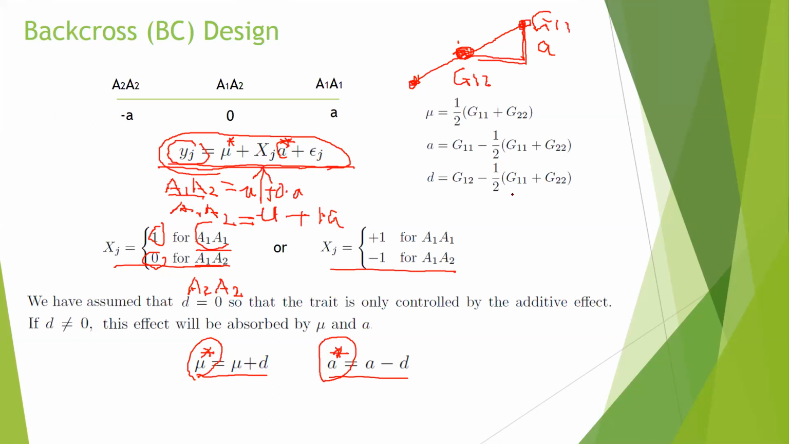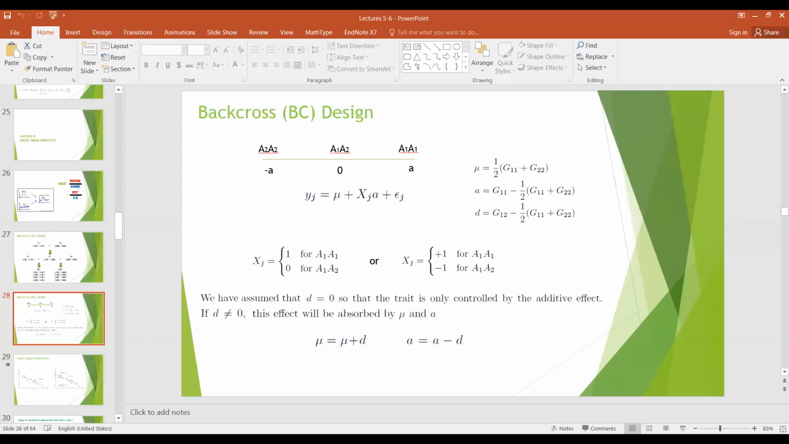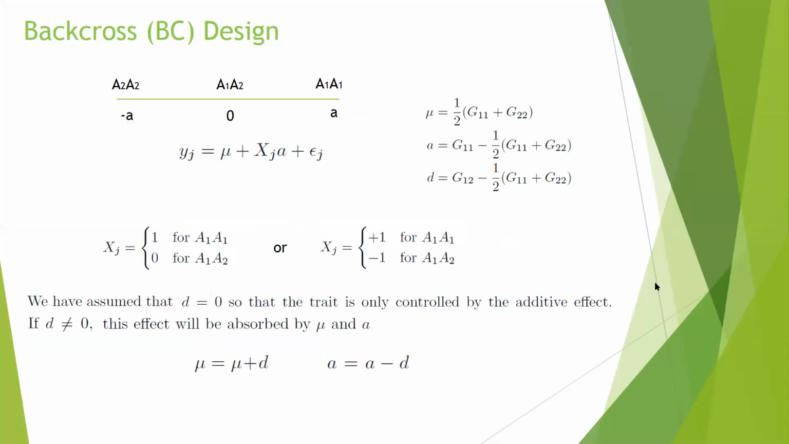Any other questions? Okay, there's another way. Since the question was just asked, this is the first option I just mentioned to define your X. There's another option to define your X. If you define X equal to +1 for the first genotype and -1 for the other genotype, what happens here?